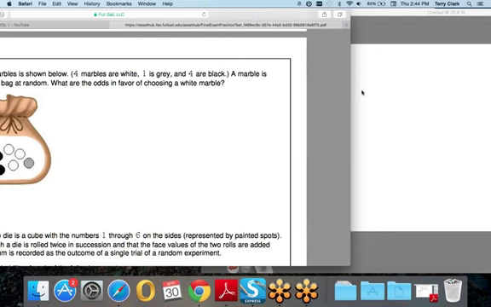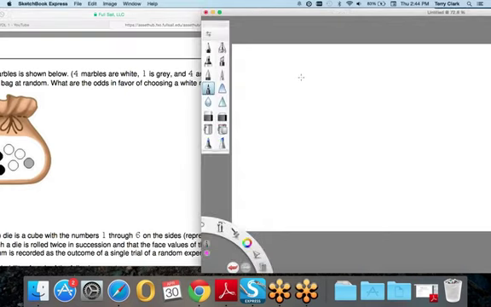Okay, so what we got to do is we got to find the probability of a white marble, and then we got to find the probability of not a white marble. Okay, so the white marble is 4 out of 9. So that's favorable. That's what we're looking for. When we say favorable, we're talking about what we're looking for. Now, the unfavorable is what we're not looking for, what we don't want. We don't want anything that's not a white marble. So that's going to be 5 of them that are going to be unfavorable. That's going to be 1 gray and 4 black.